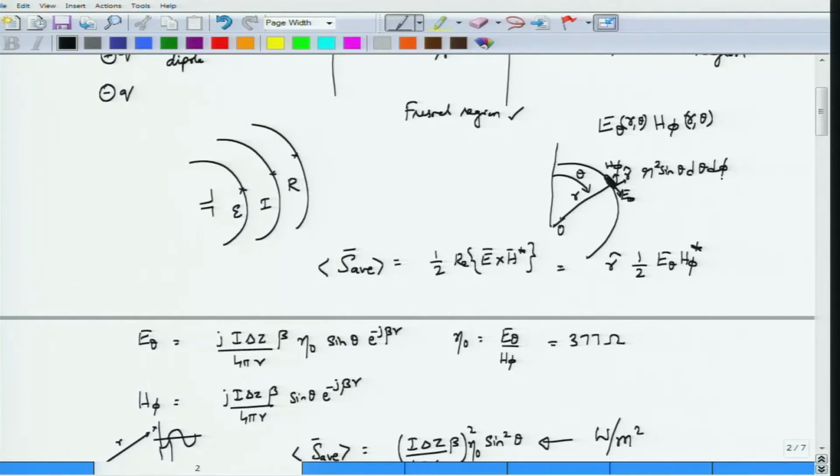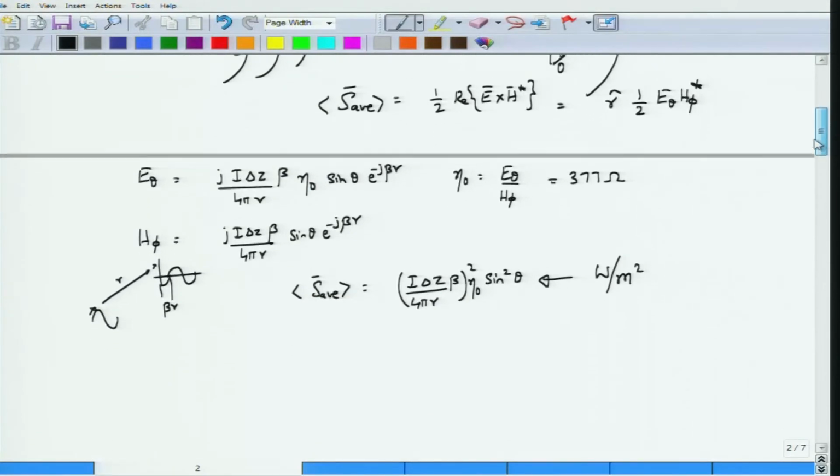And going back to this patch which we were considering, whose area was r square sin theta d theta d phi, the power coming out of that particular patch will be the average power density dot r square sin theta d theta d phi. This would be along the r direction, since average power is also along the r direction, and the patch also has an area directed along r. This r dot r will be equal to 1.